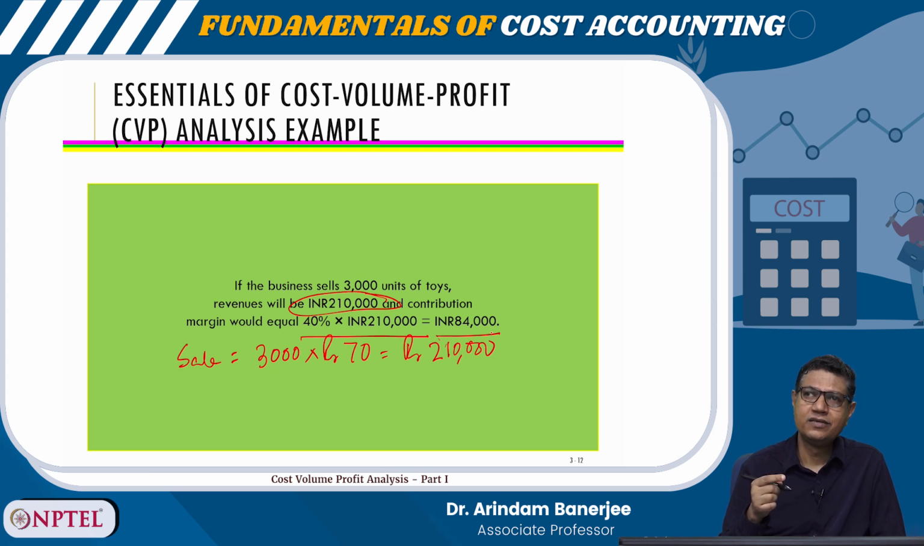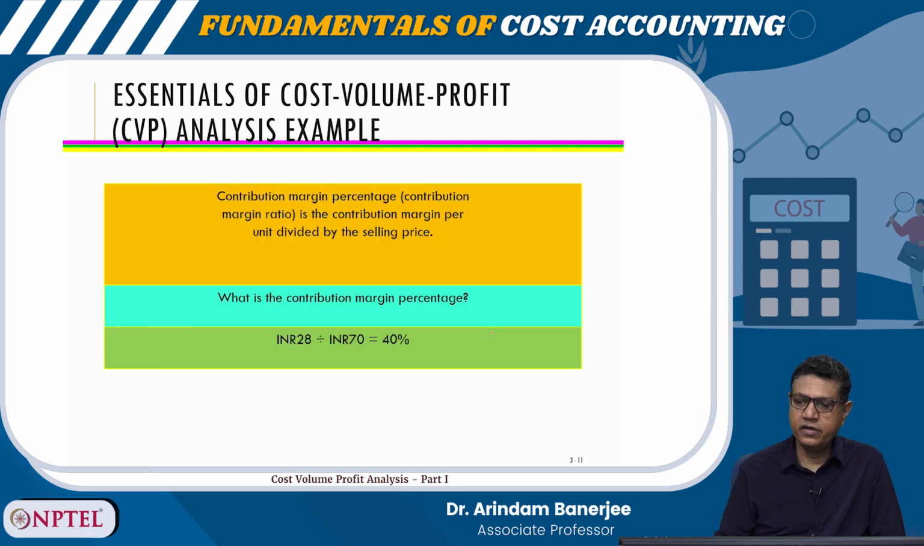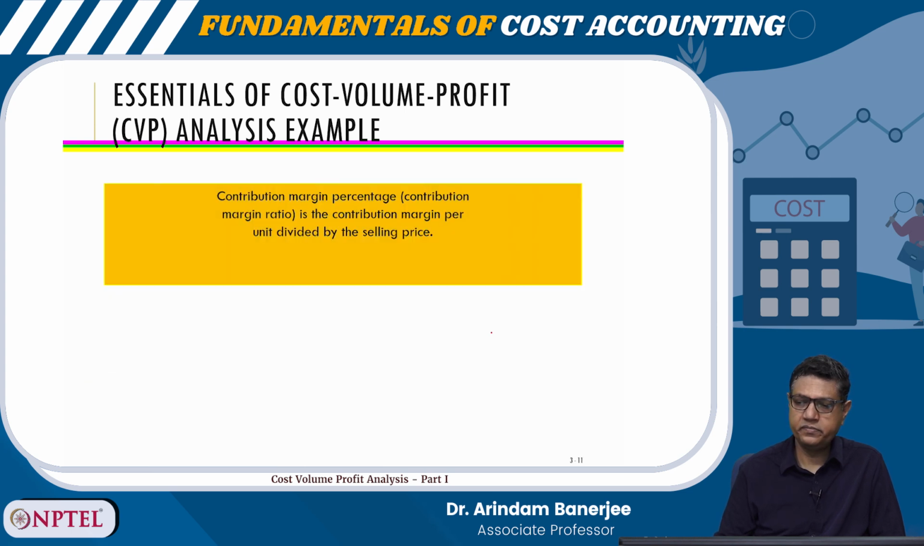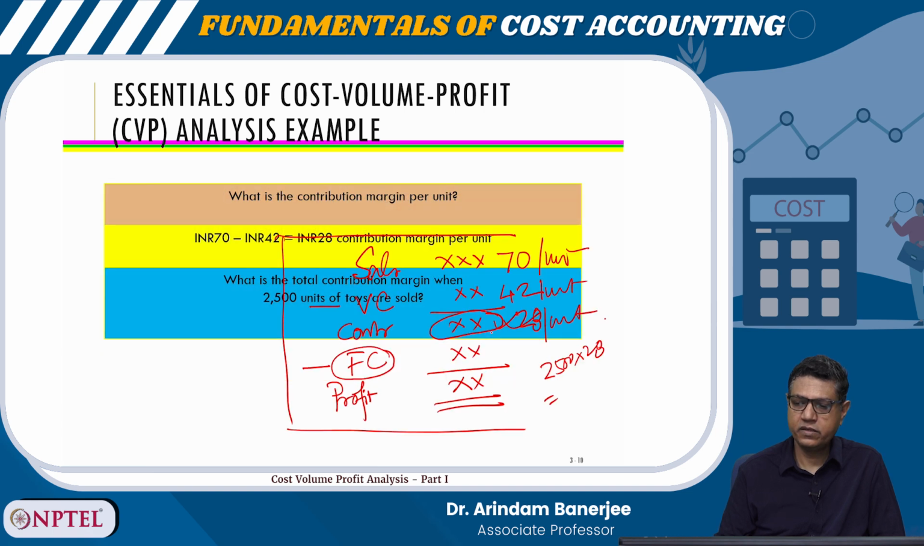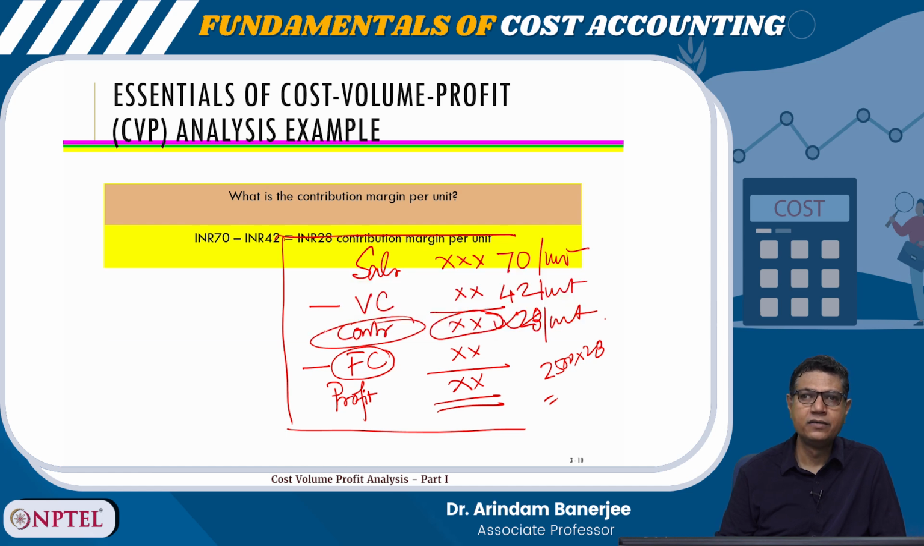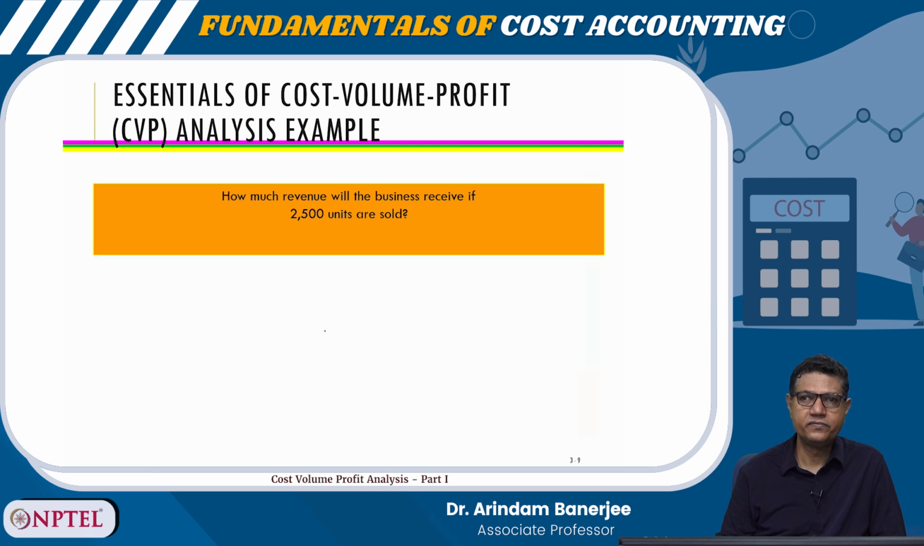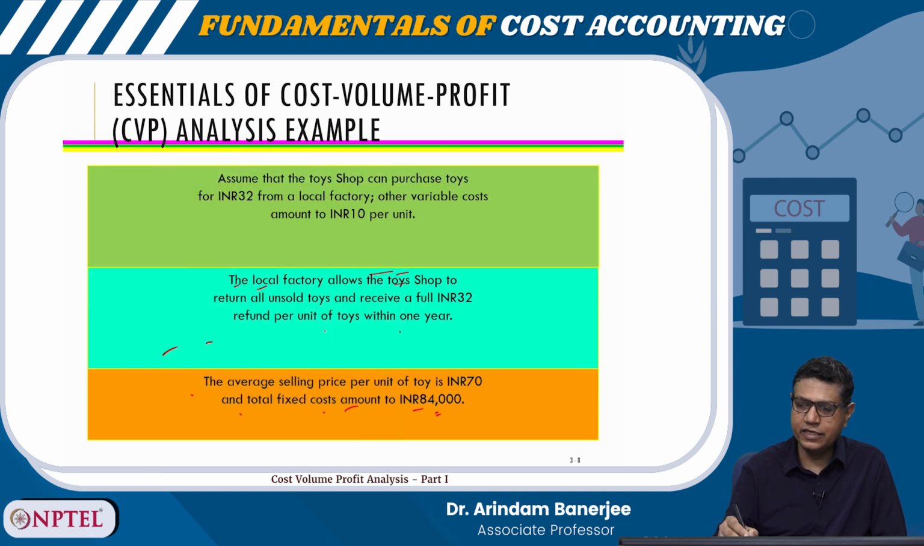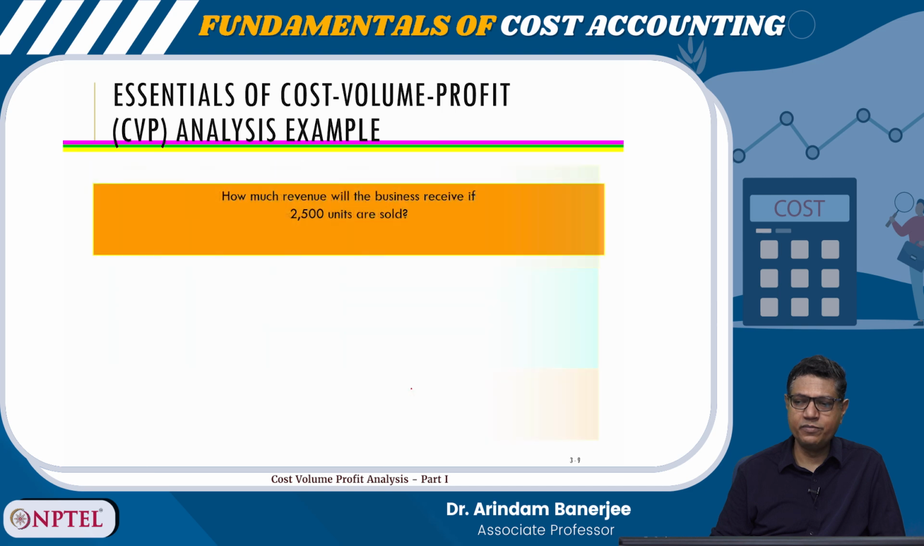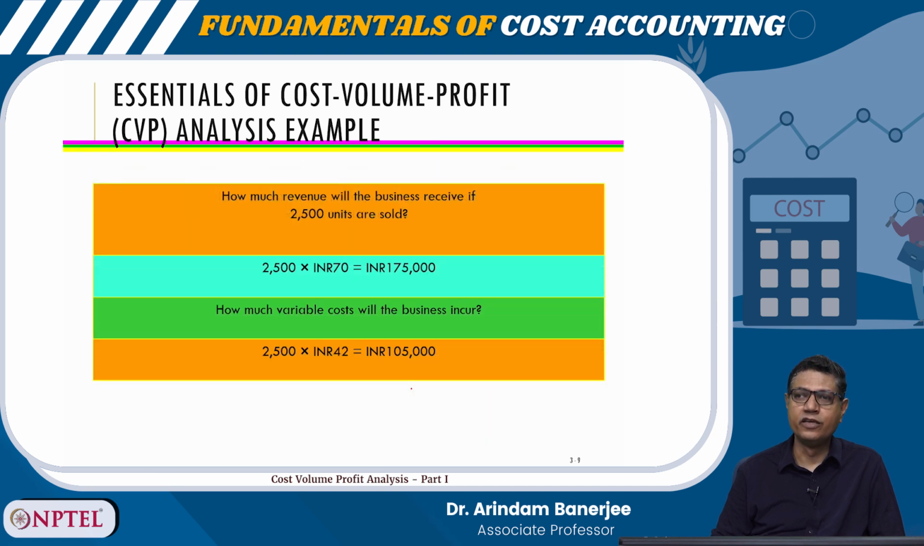So, contribution, you can remember here, you see. Sales minus VC is contribution. So, contribution is 84,000, right. What was my FC? FC was also 84,000. If you go back here, you see the fixed cost is 84,000, right. It is given here. So, 84,000 minus 84,000, so profit becomes 0.